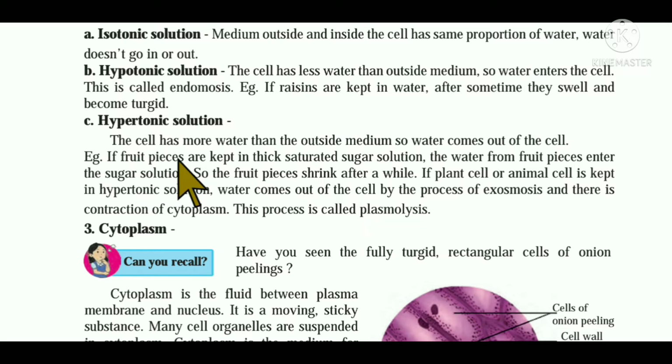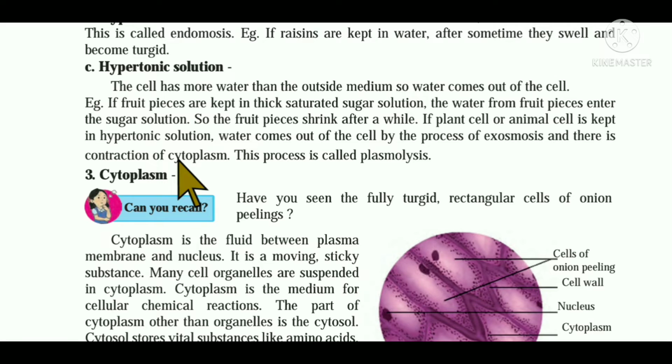The cell has more water than the outside medium, so the water comes out of the cell. For example, if the fruit pieces are kept in thick saturated sugar solution or sugar syrup, the water from the fruit pieces enters the sugar solution, so the fruit pieces shrink after a while.